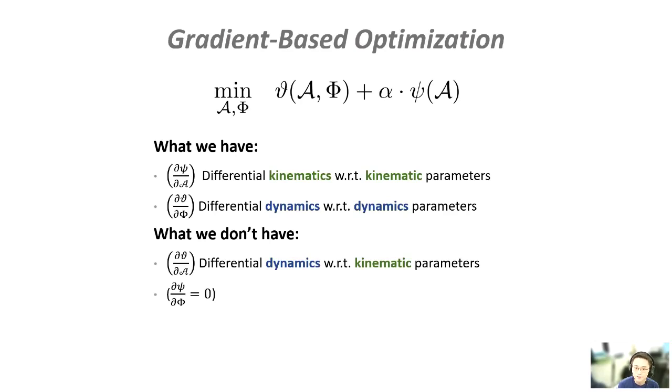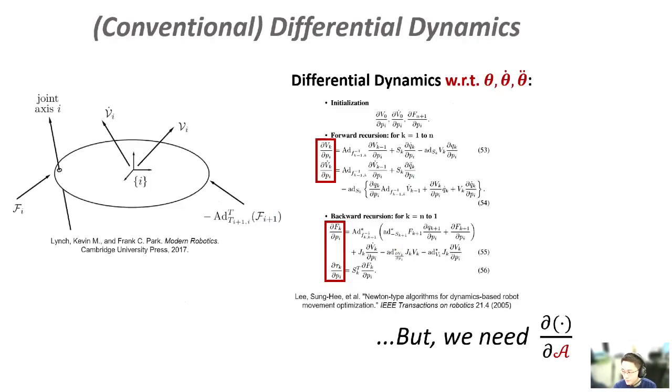From the traditional methods, we already have the decoupled ones, the kinematic error gradient with respect to the kinematic parameters and the dynamic error gradient with respect to the dynamic parameters. However, what we don't have yet is the dynamic error gradient with respect to the kinematic parameters. Note that the other one, the kinematic error gradient with respect to the dynamic parameters is 0 because the kinematics is independent of the dynamic parameters.